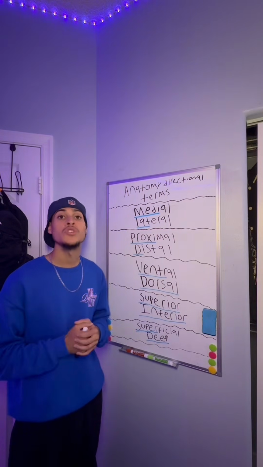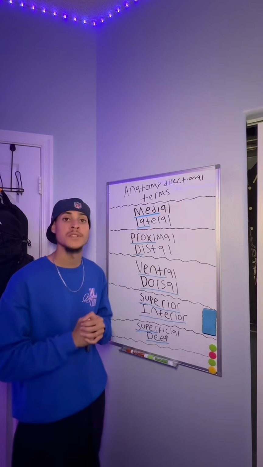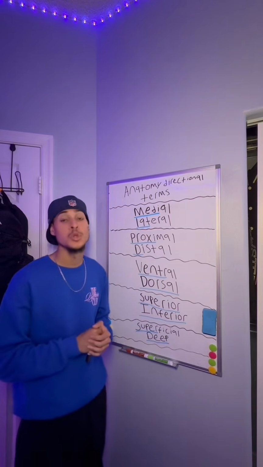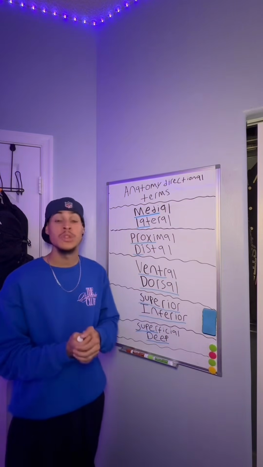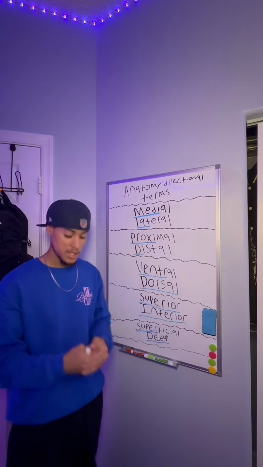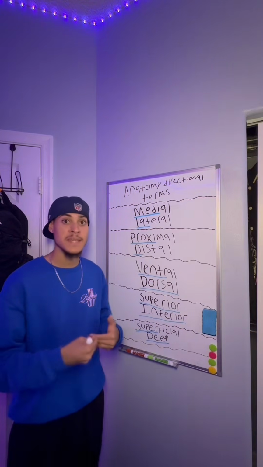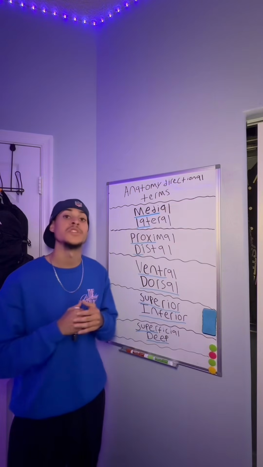With superficial, I want you to think super close to the surface. So our skin is going to be the most superficial part because it's the closest to the surface. And with deep, I just literally want you to think deeper than. So my lungs are going to be deep to my skin because it's further away from the surface.